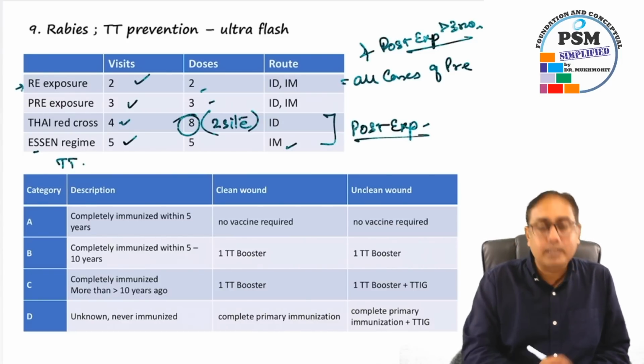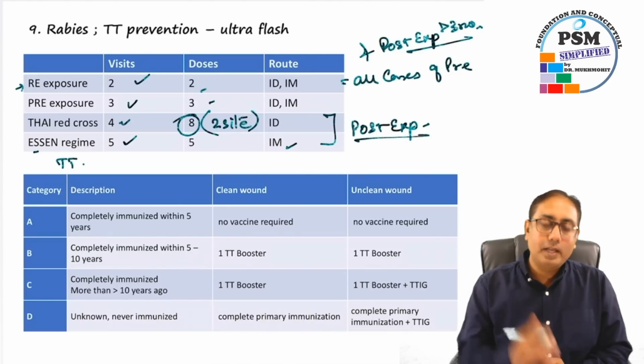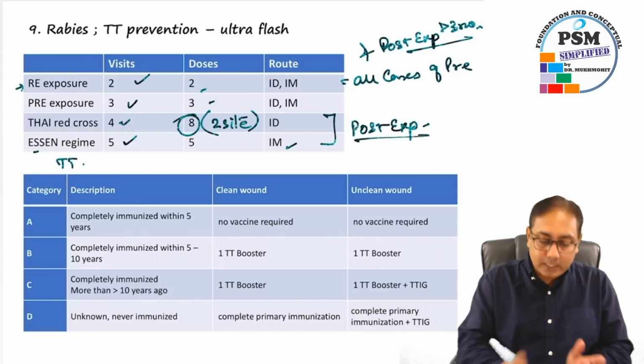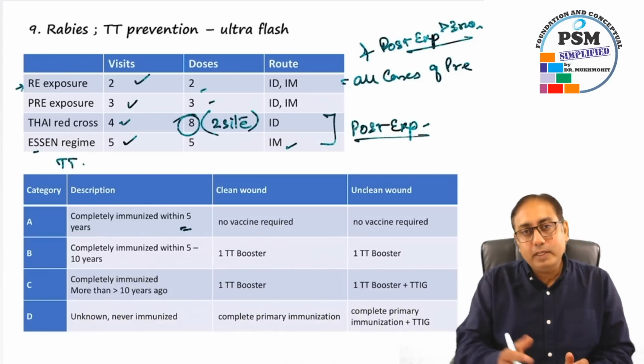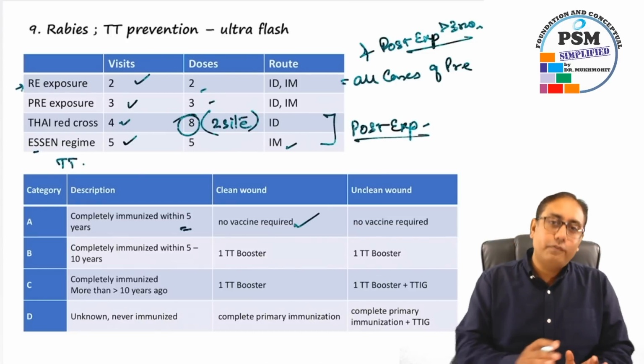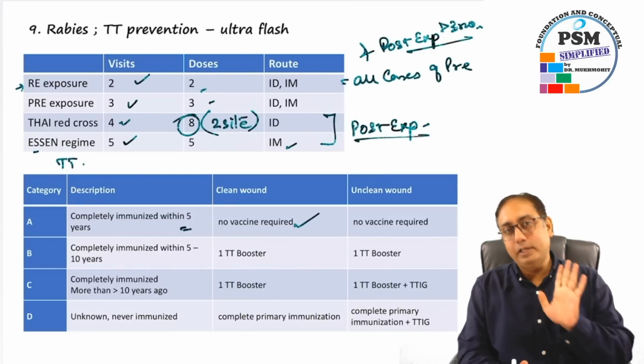Next is talking about the tetanus toxoid. We can have category A, B, C, D. A is within 5 years if the patient has taken complete TT, 5 to 10 years, more than 10 years. If within 5 years, you don't need to do anything. If 5 to 10 years, then you need to give 1 TT shot.